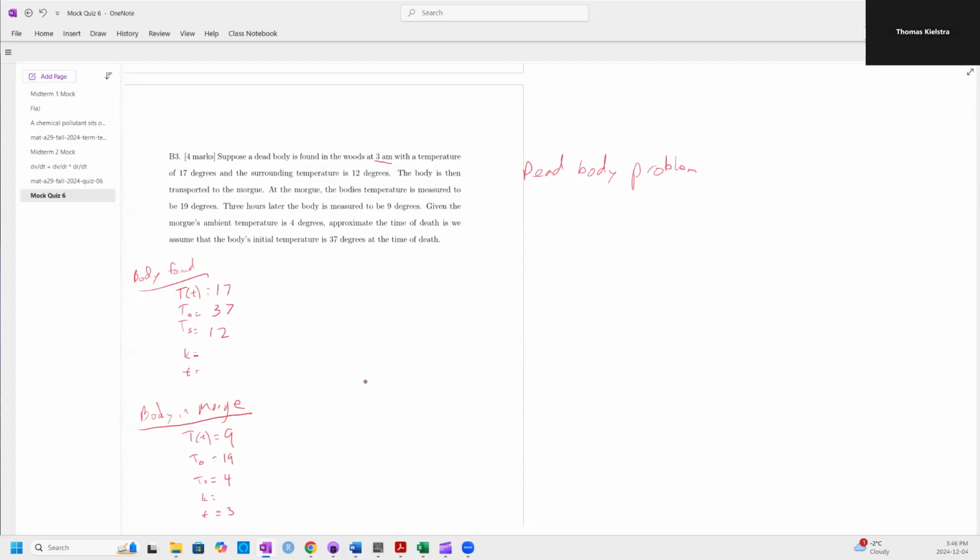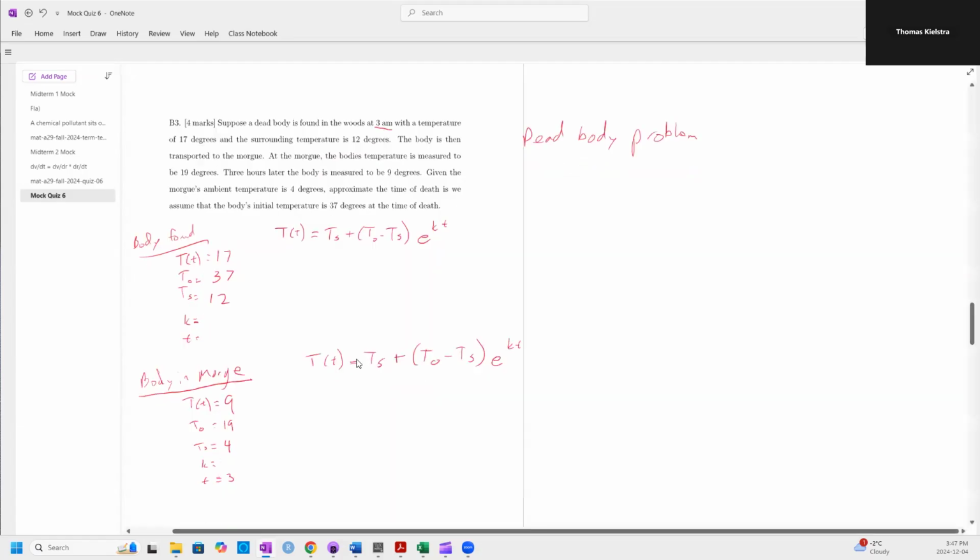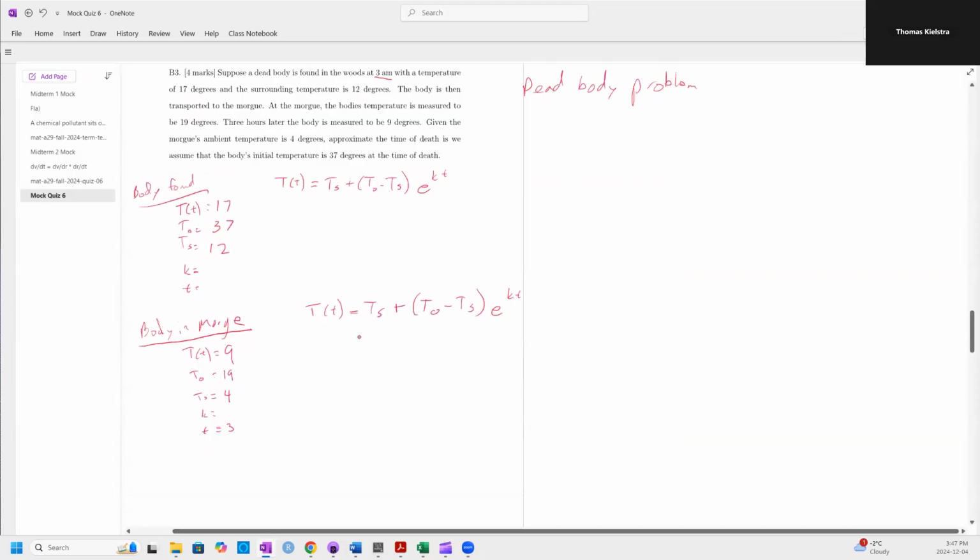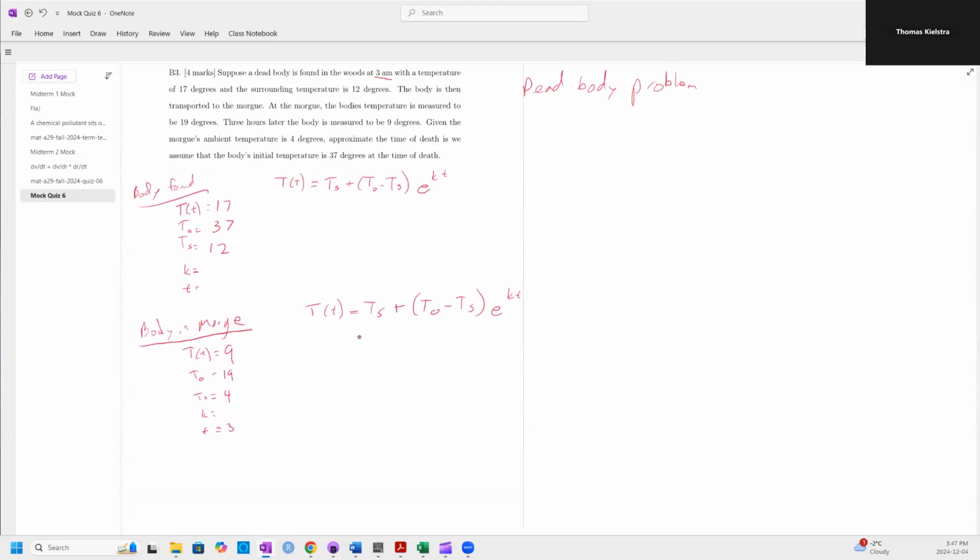We need to know Newton's law of cooling, and it is T equals T surrounding plus T naught minus T surrounding times e to the kt, for both expressions. Now, again, you could have minus kt or kt. It doesn't matter as long as the two expressions match. You will see Newton's law of cooling or heating expressed in both ways. So here, we're able to solve for k in the morgue and use that to solve for the time taken for the body to be found.